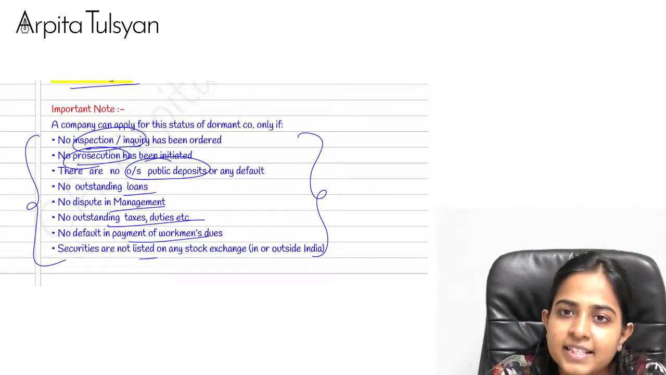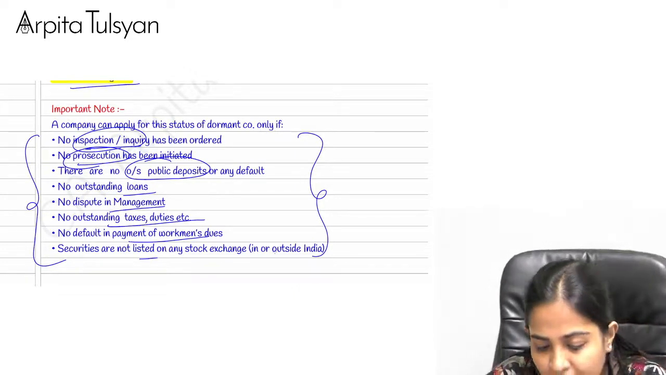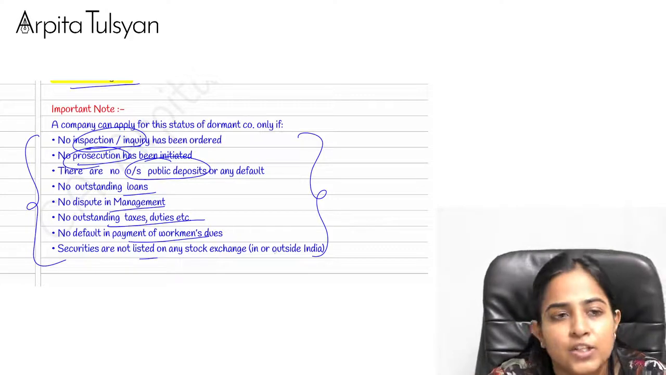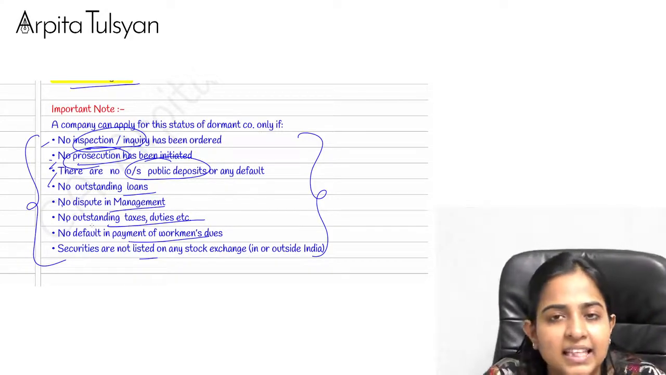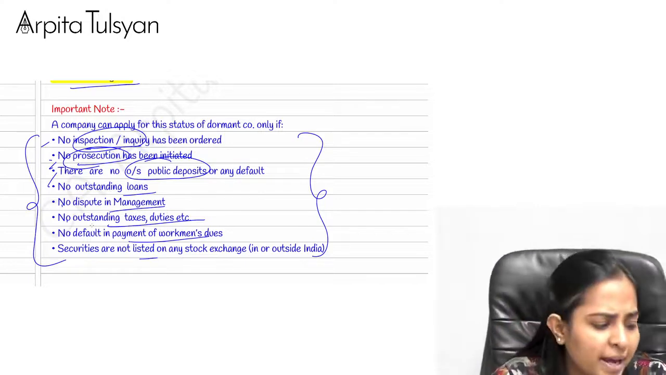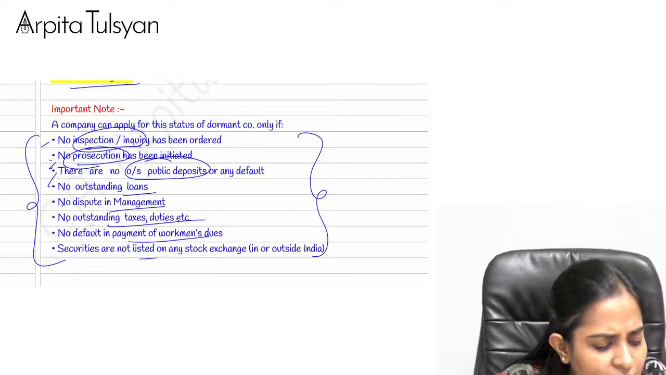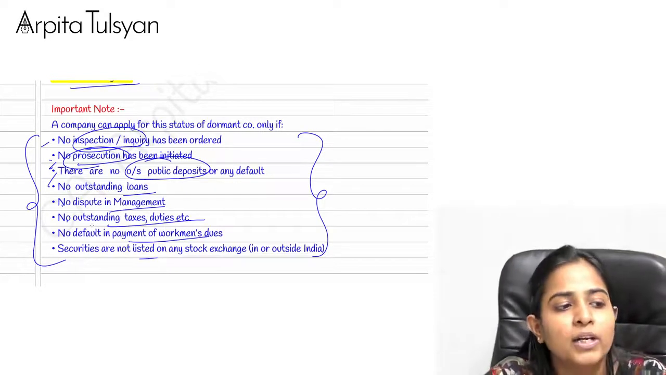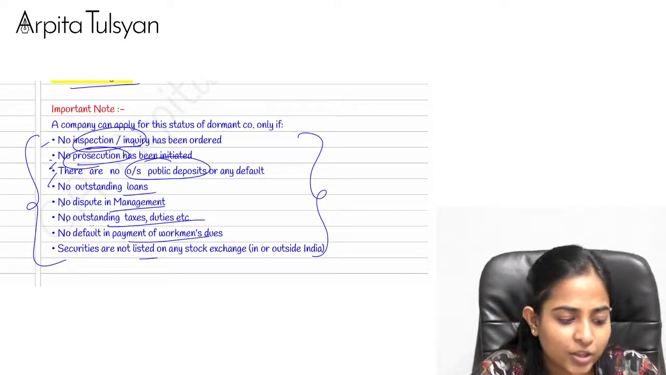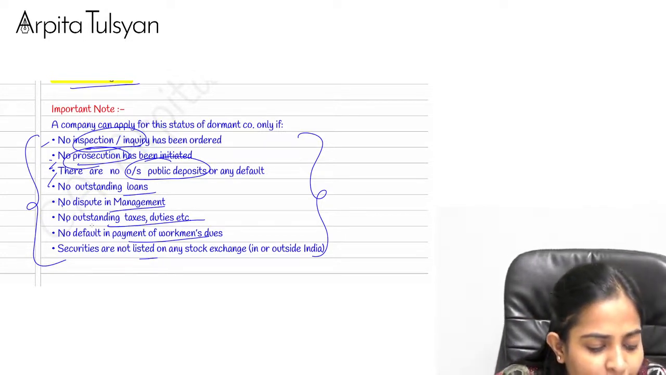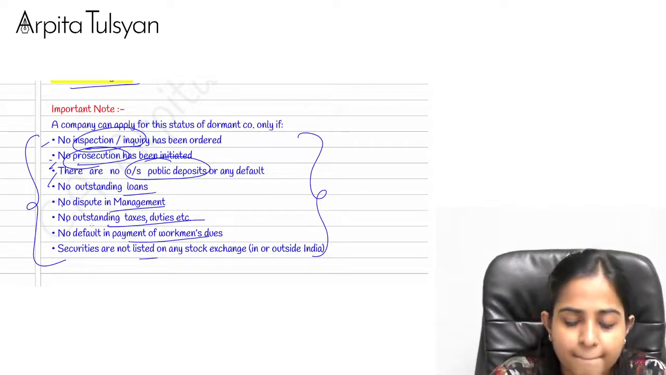Very clear with this, everyone? Yes, so you can apply for the status of a dormant company if there is nothing of this sort. Okay, if there is no dispute in management, there is no outstanding taxes, there is no default in payment of public deposits, and so on, then only you can apply for the status of a dormant company. Otherwise you cannot. I hope I'm very, very clear with this, everyone.